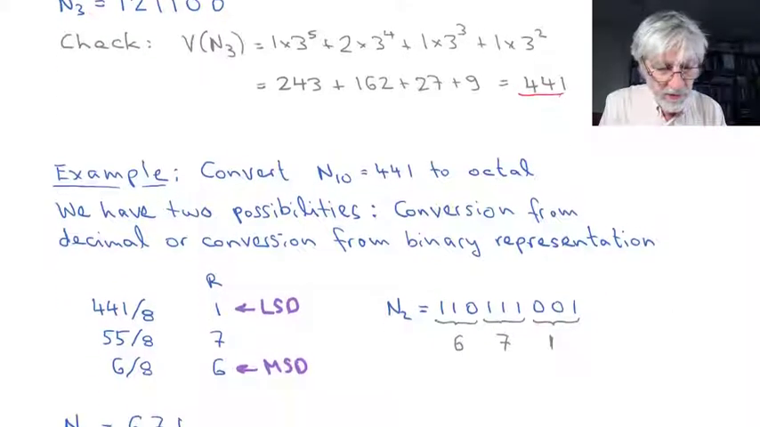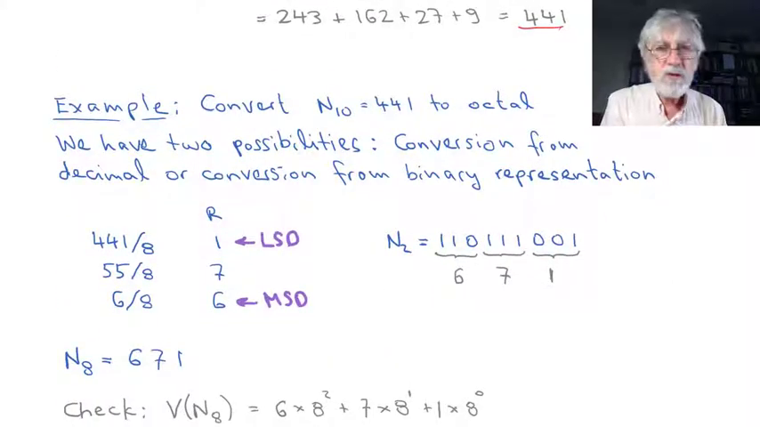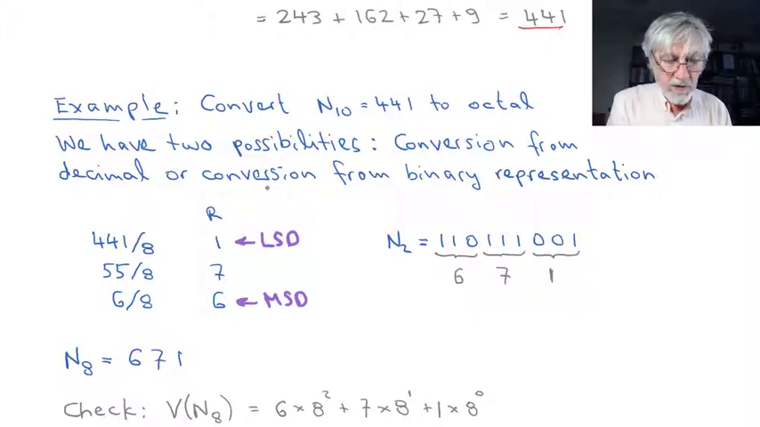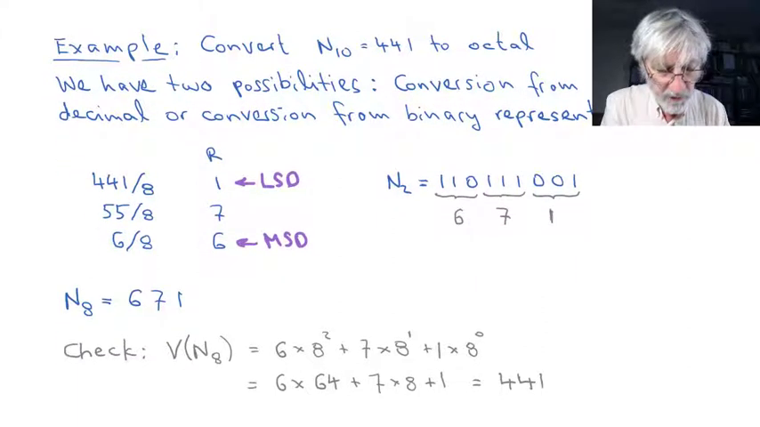Let's continue with the conversion to octal. And here we actually have two possibilities. We can either do the direct conversion from decimal to octal, or we can make use of the fact that we have the binary representation of the number already and just convert from binary to octal. So let's do both of those.